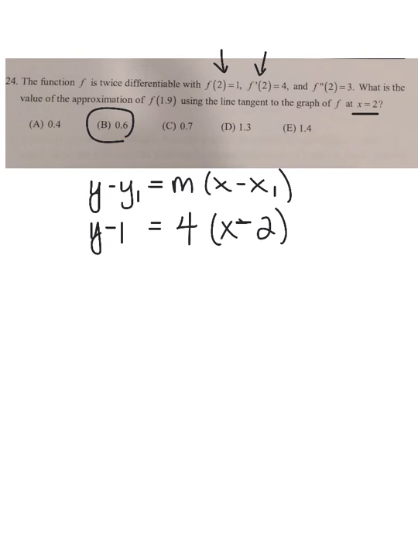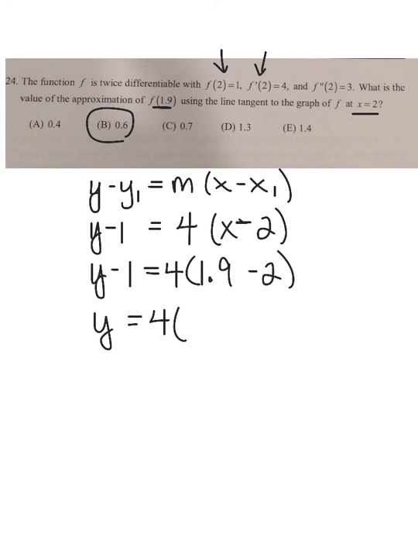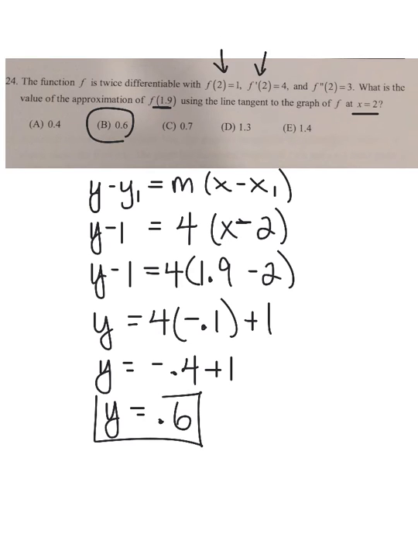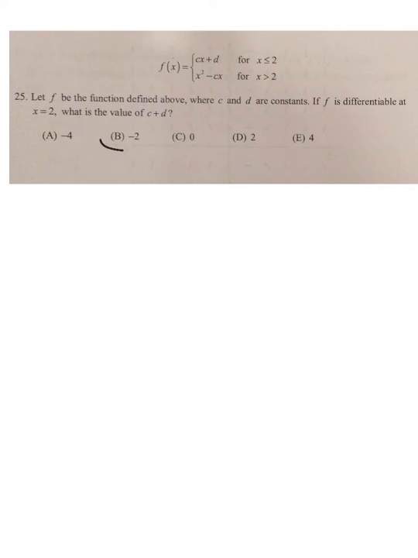Now, what they want, though, is what is the value of the approximation of f of 1.9. So I'm going to be putting in 1.9 for x. So y minus 1 equals 4 times 1.9 minus 2. I'm going to solve this for y. So y equals 4 times -0.1 plus 1. Okay. So then that's y equals -0.4 plus 1. So y equals 0.6. And there's your answer. All right, the answer is choice B.